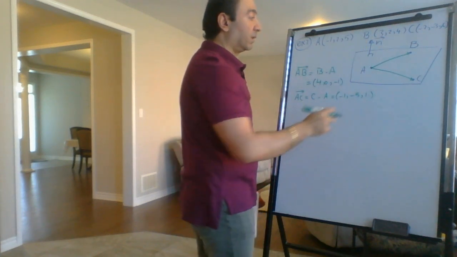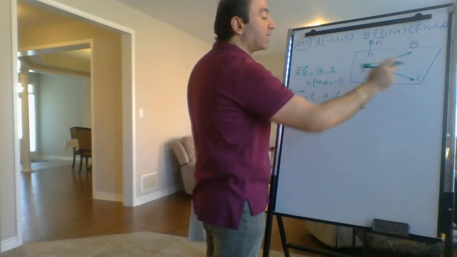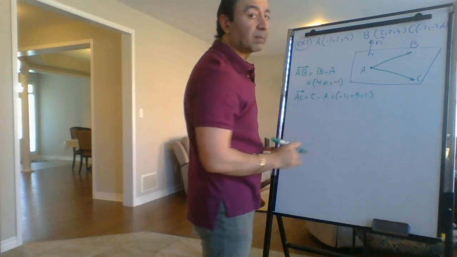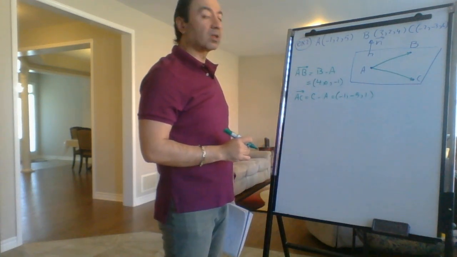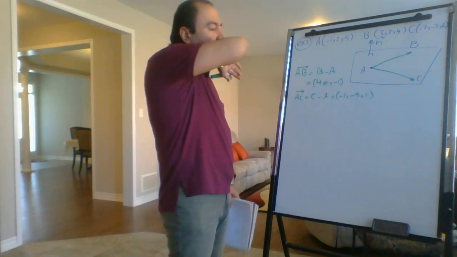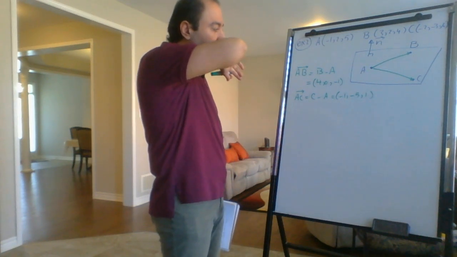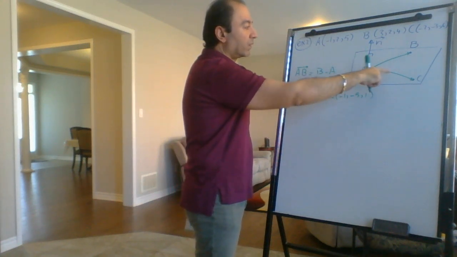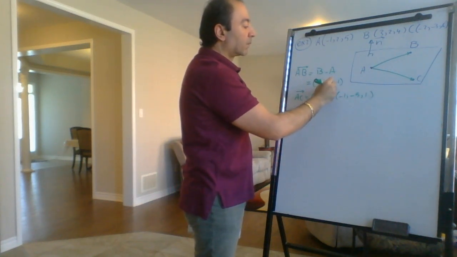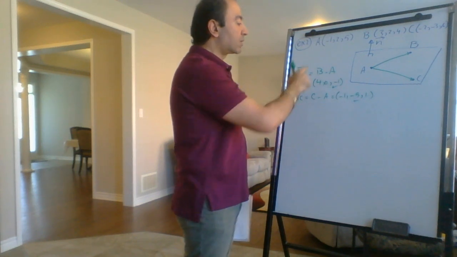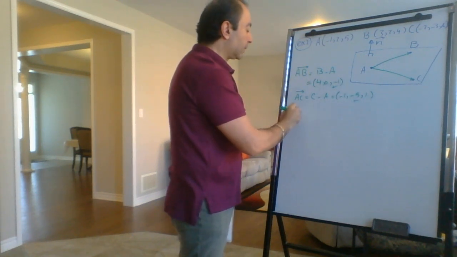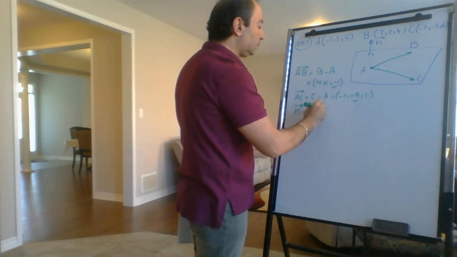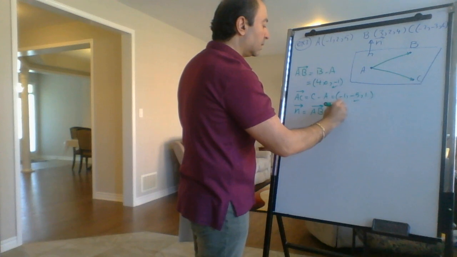I subtracted, but it doesn't matter. You can do BA and BC. You can do CA and CB. It doesn't matter which two direction vectors you choose. Any two direction vectors in the direction of the plane, we get their coordinates, and we do the cross product. So N will equal the cross product of AB cross AC.